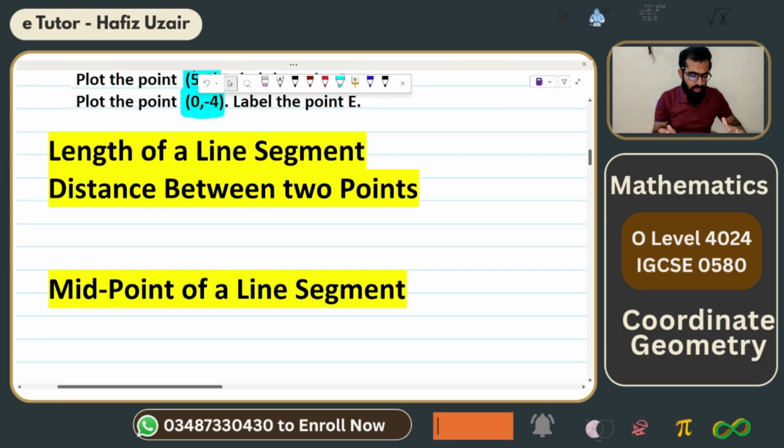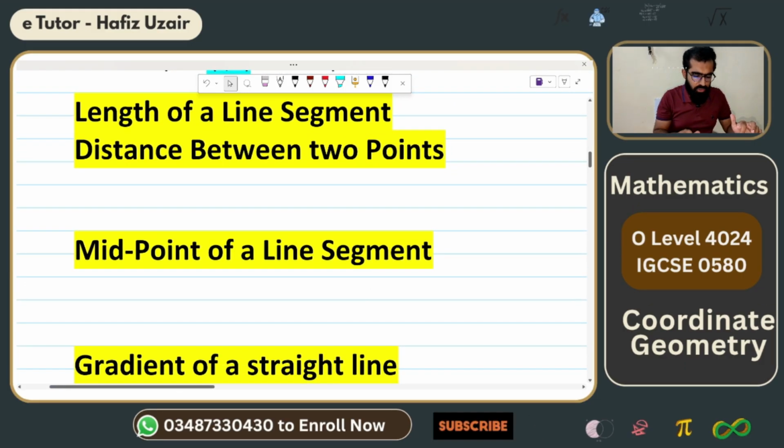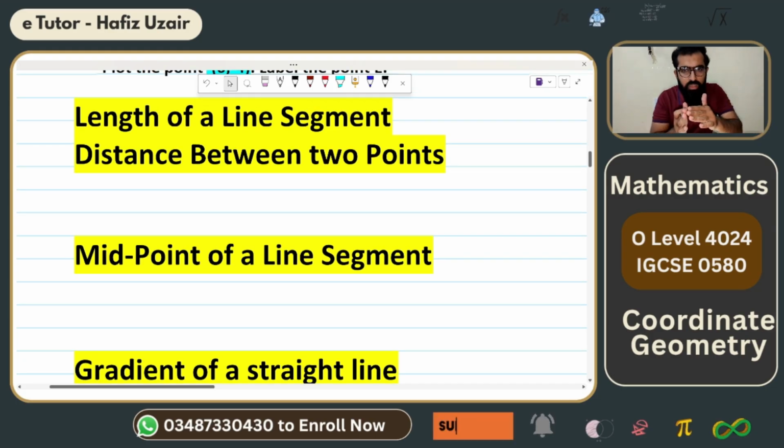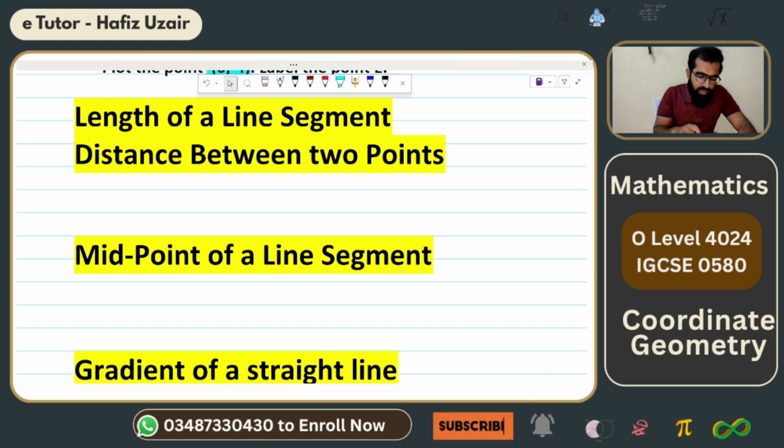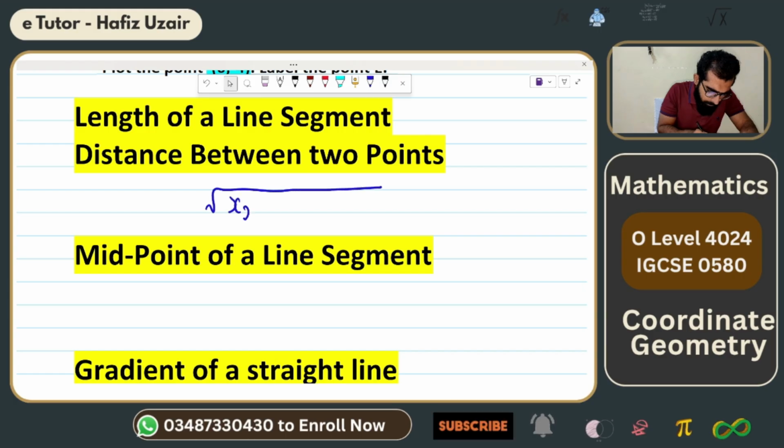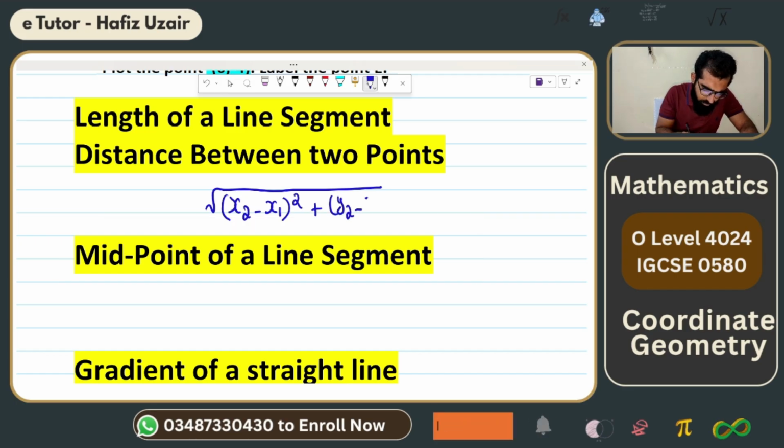Now we will discuss three things over here. The first thing is how to find the length of a line segment or the distance between 2 points. Length and distance are the same thing. You need to learn one simple formula for this: square root of (x2 minus x1) square plus (y2 minus y1) square. We will discuss later what x1, y1, x2, y2 are.